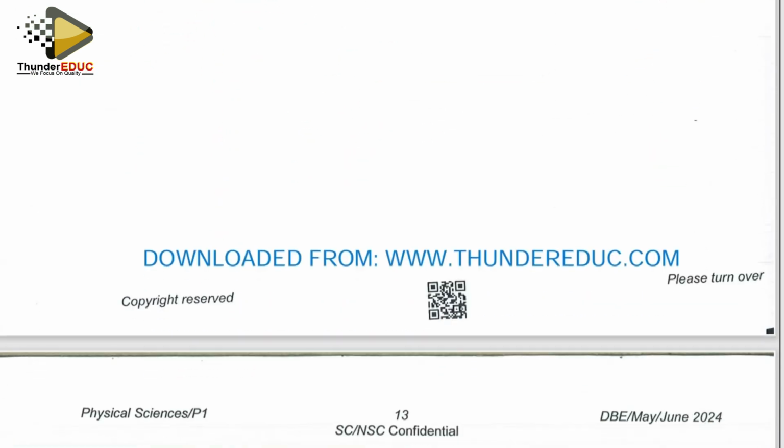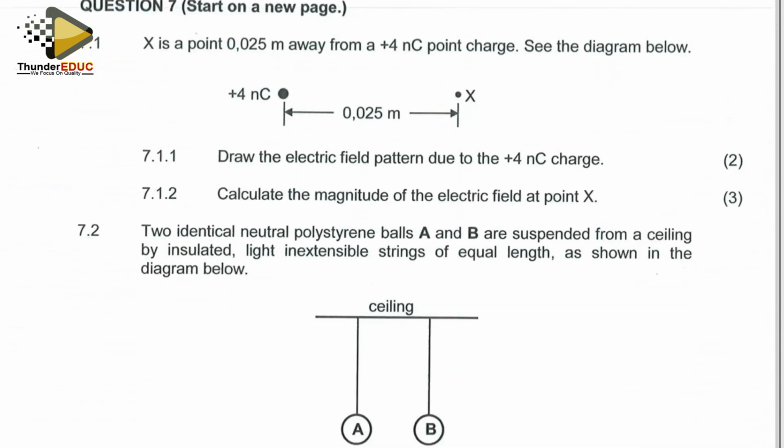We move on. Question number 7. X is a point that is 0.025 meters away from a 4 nanocoulomb charge. Then they want us to draw the field pattern due to this. So it's a positive charge. Okay, we know that the field lines must be moving out. And then the arrows must be just in the direction.